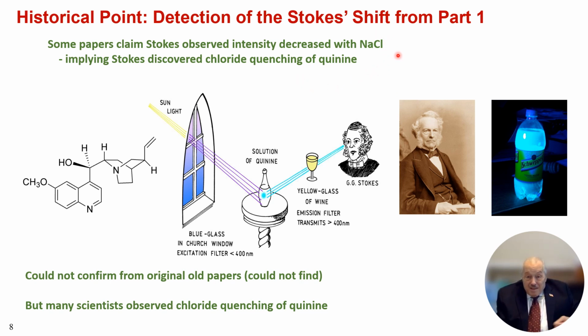I can believe he put in the NaCl. I don't know how he decided which ion quenched, but several papers say this, but I could not find any of these older papers. But there's no doubt that chloride quenches quinine, and there's a good chance that even Stokes observed this at some point in the past.